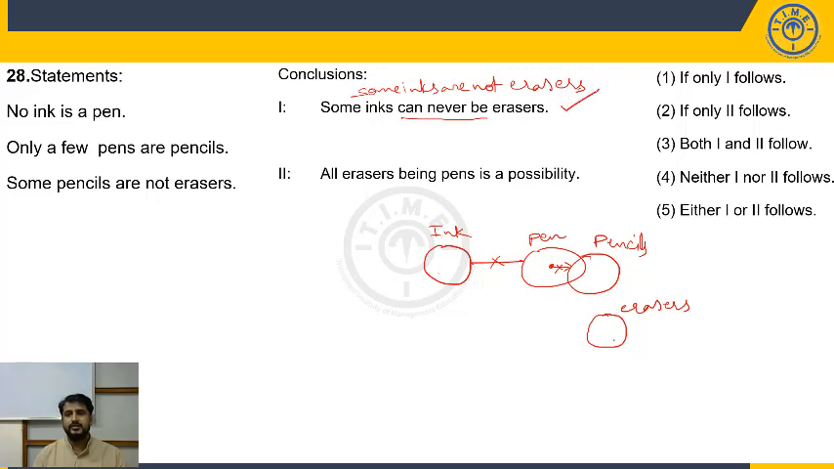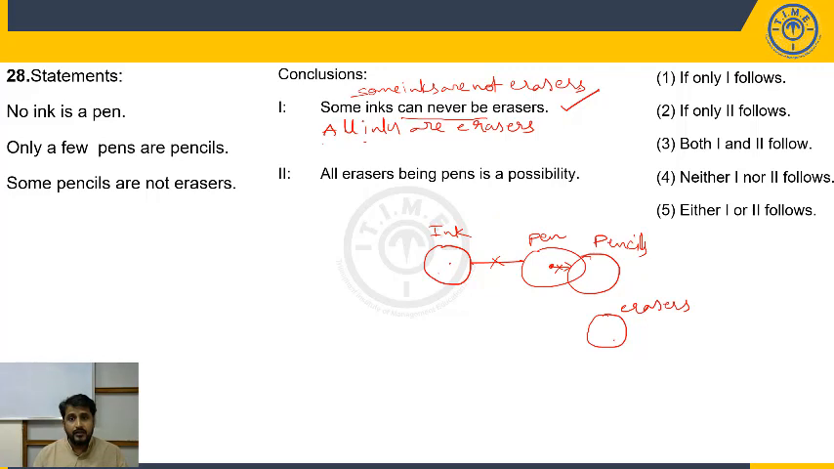So negative conclusion is true. When negative conclusion is true, we have to draw the alternate diagram. To draw the alternate diagram, we have to take the complementary pair or contradictory pair. Some inks are not erasers means we have to prove all inks are erasers. If we can prove all inks are erasers, some inks are not erasers will become false. If you are unable to prove it, it will remain true. That's it. Now let's check it.